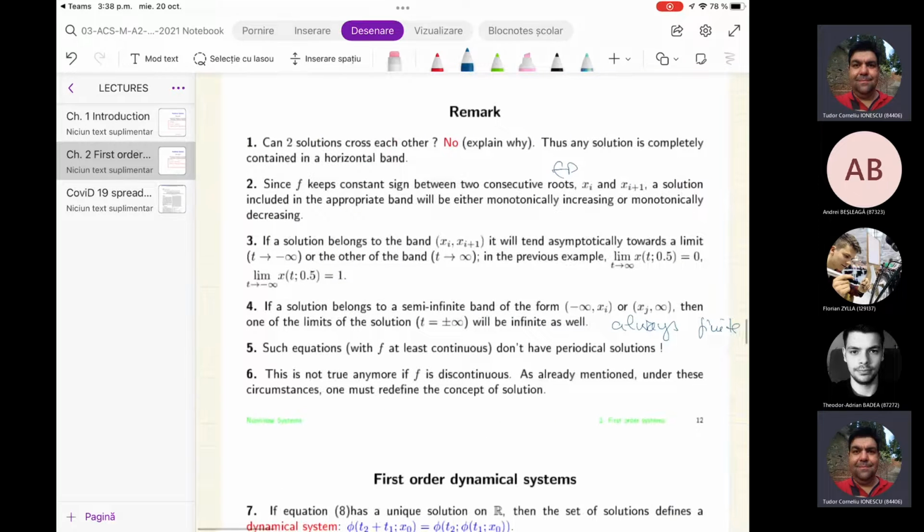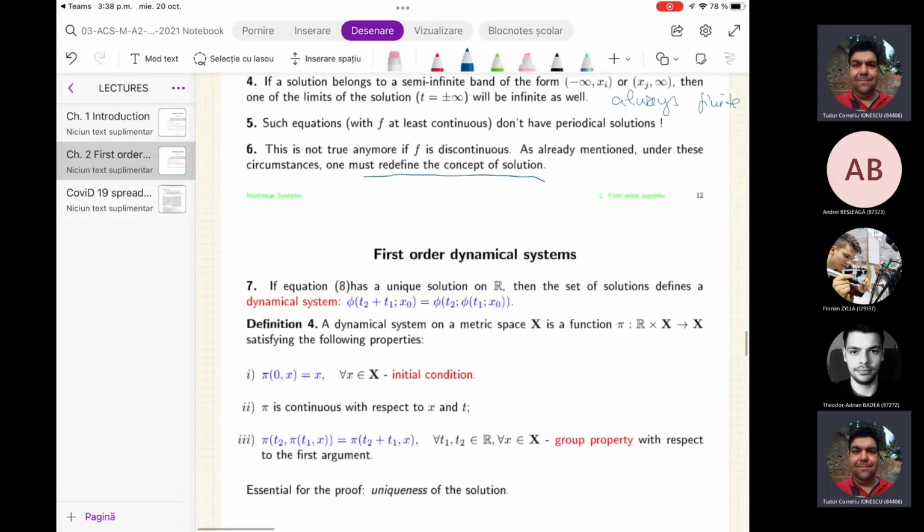Okay, it's always happening. Note that such equations, with f at least continuous, do not have periodical solutions. However, if f is discontinuous, this is not true, because it's a different concept of solution. So the solutions and the concepts we study here are for the specific case of continuous f's, continuous vector fields f.